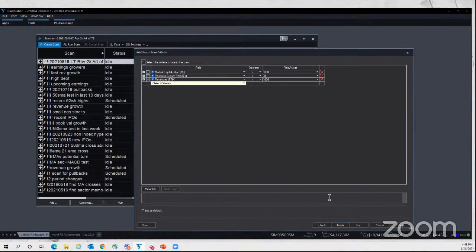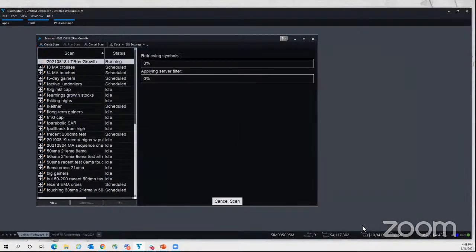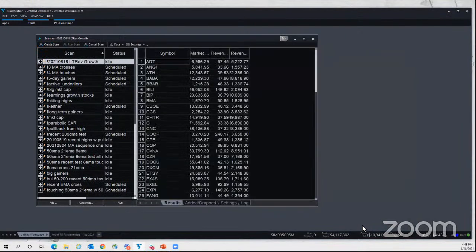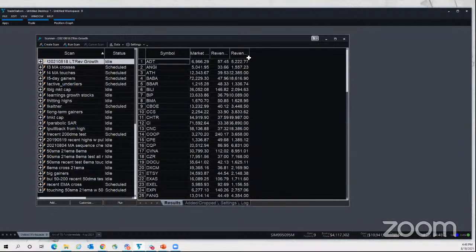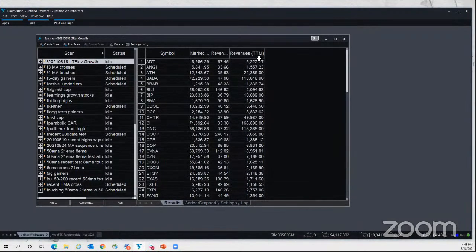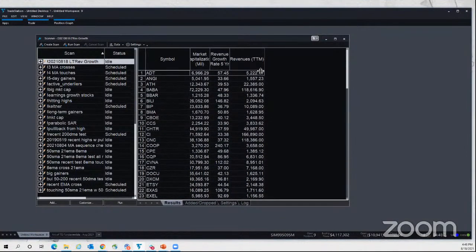Because the problem whenever you're doing any kind of data is you can get anomalies. So let's run. It's always good to set a benchmark, or a minimum, because sometimes you're going to find companies that might have really fast revenue growth, but maybe they only have a small amount of revenue. Anyway, this gave us a very quick set of results.